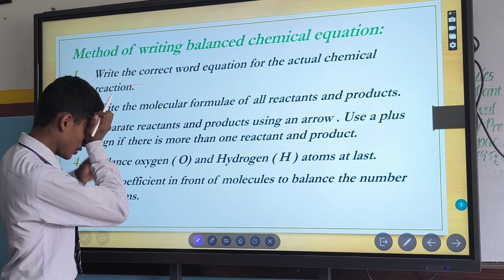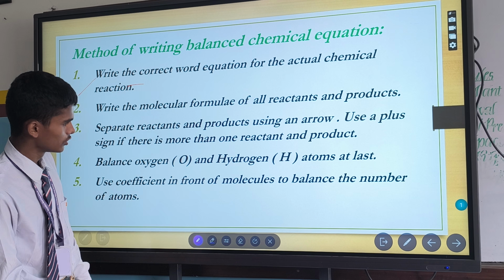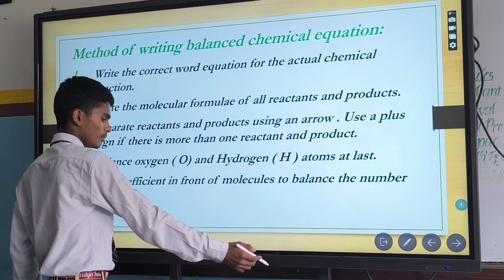Use coefficients in front of molecules to balance the number of atoms. So these are the steps to balance a chemical equation.